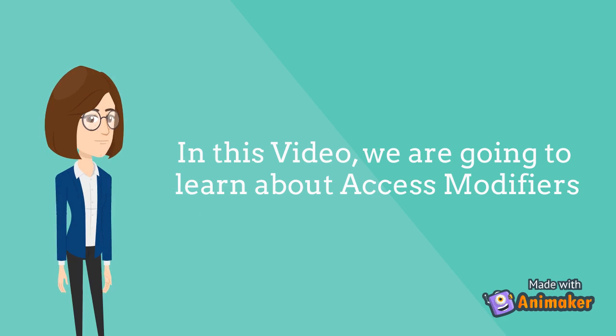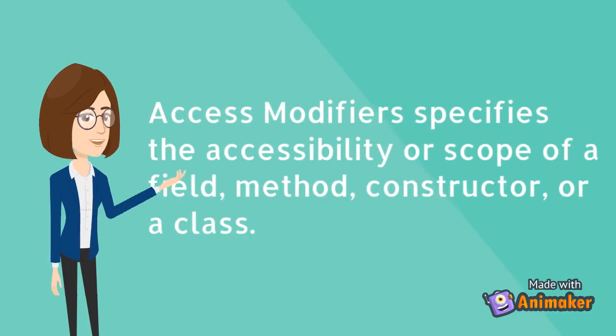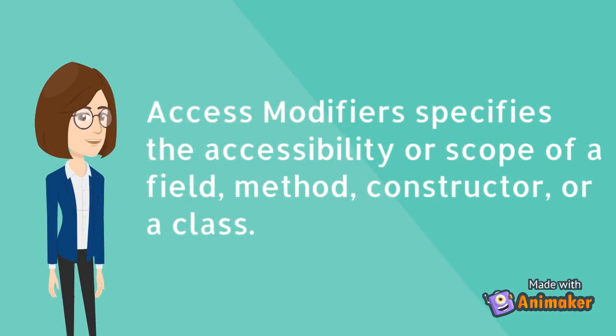In this video, we are going to learn about the access modifiers in Java. In Java, the access modifiers specify the accessibility or scope of a field, method, constructor, or a class. Using these access modifiers, we can change the accessibility of a class and its data members.